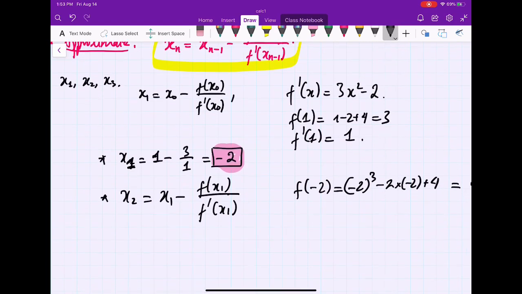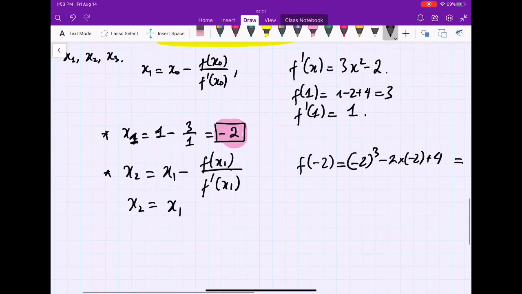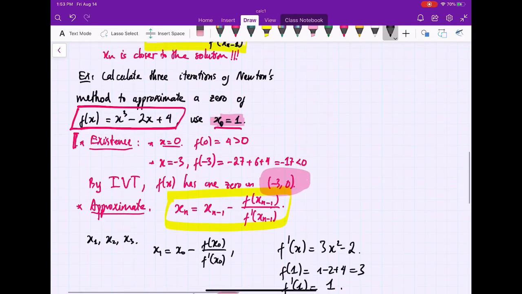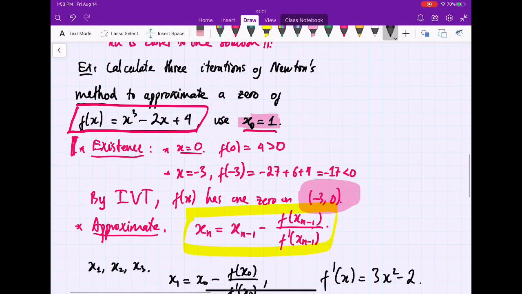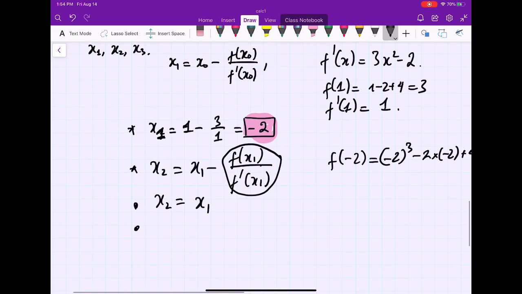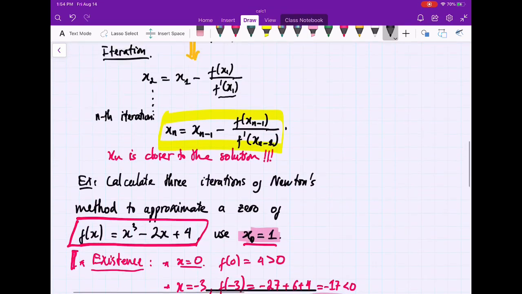So we already get x1, x2 equal to x1, and if you continue, you get almost the same point. Is that correct? Because this term is already 0. So what happened in this situation? Interesting. The thing is, negative 2 is already your solution. So when you stop at negative 2, you are done, because you don't move, and you have already arrived at that point.